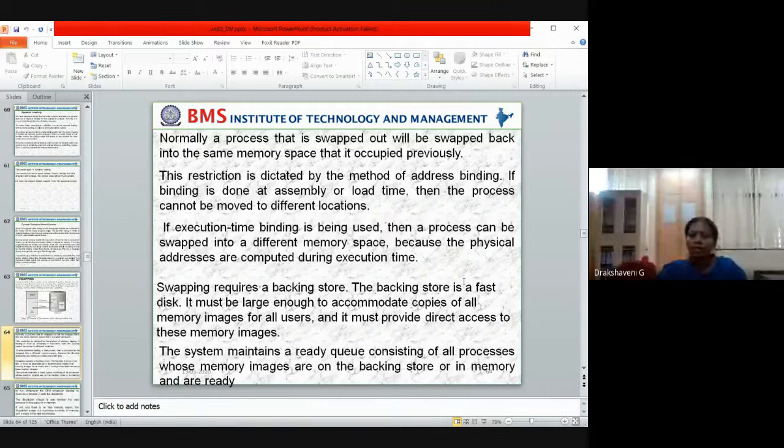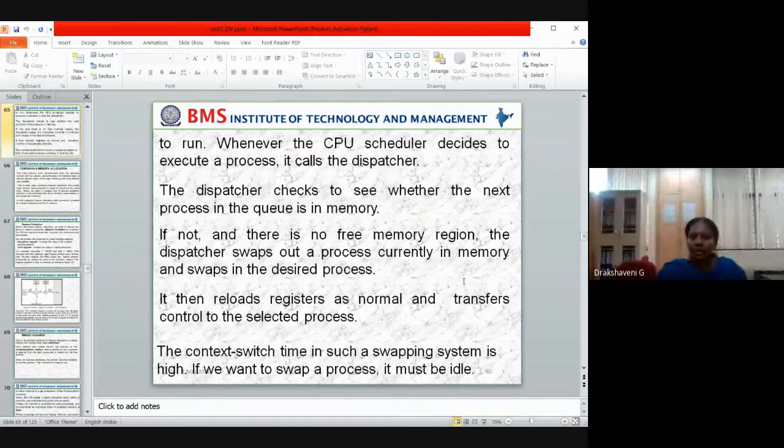The system maintains a ready queue consisting of all processes whose memory images are on a backing store or in memory and are ready to run. Whenever the CPU scheduler decides to execute a process, it calls the dispatcher.